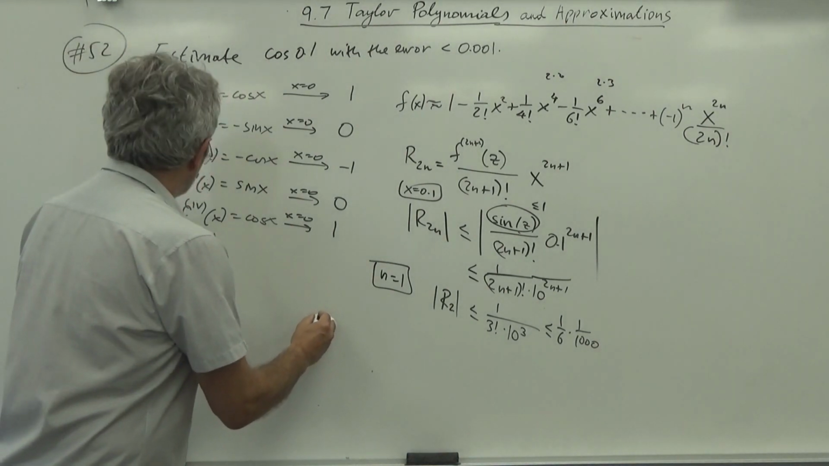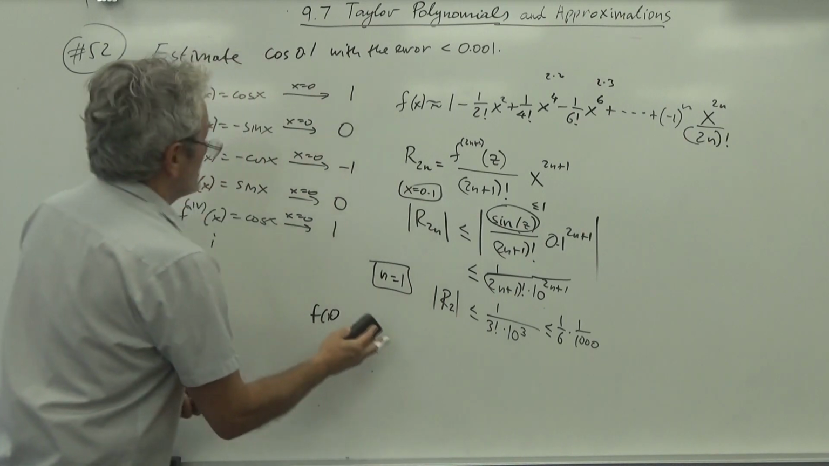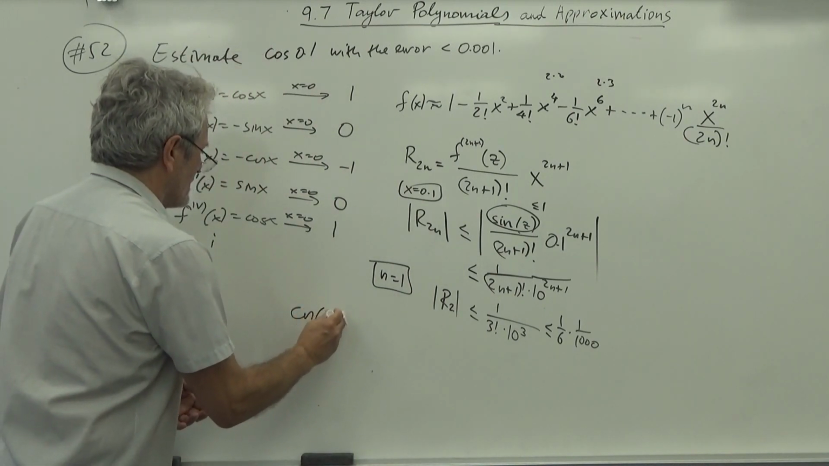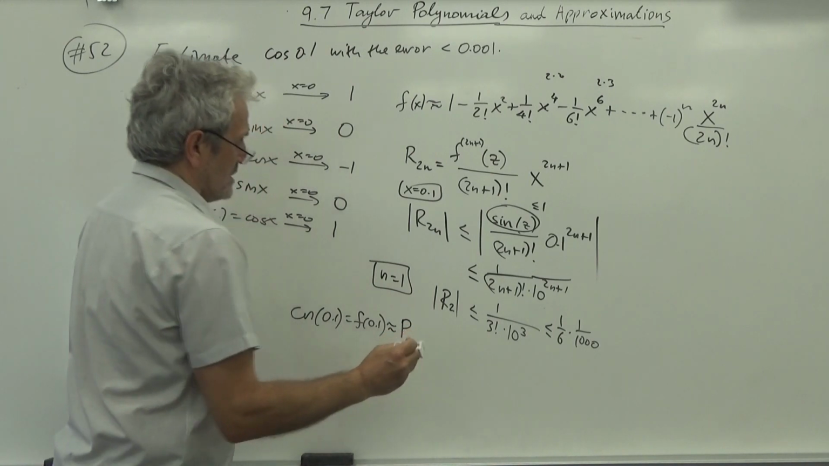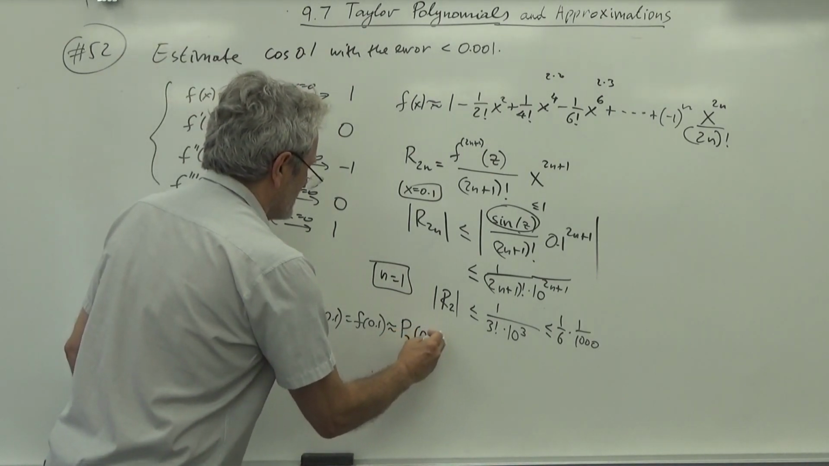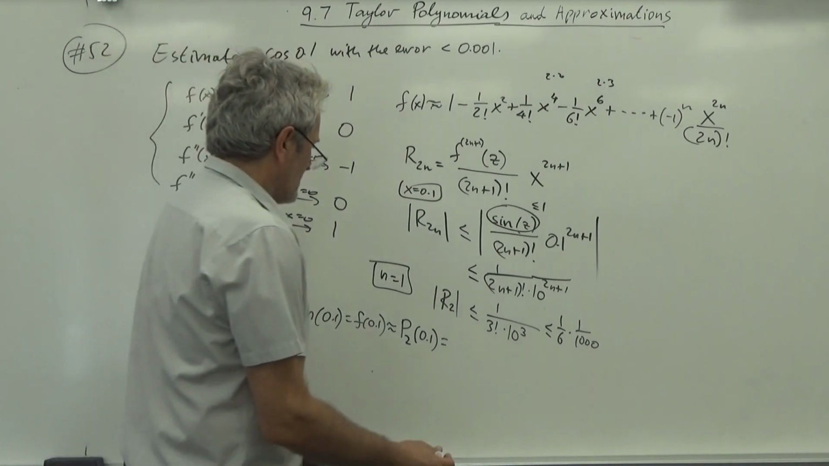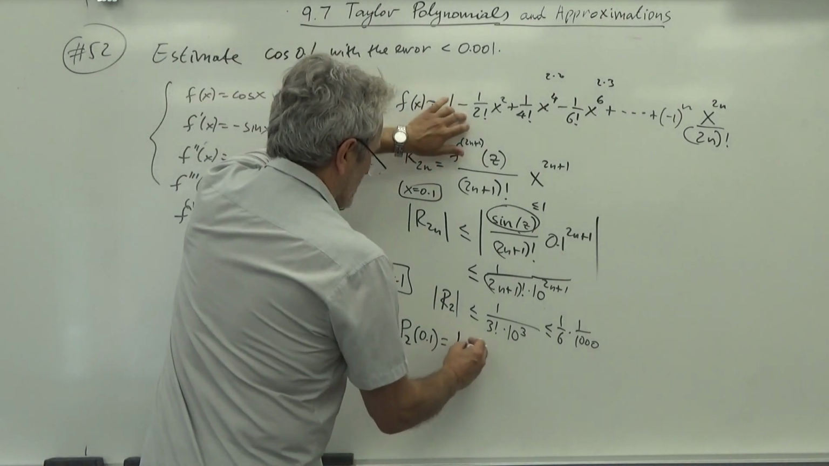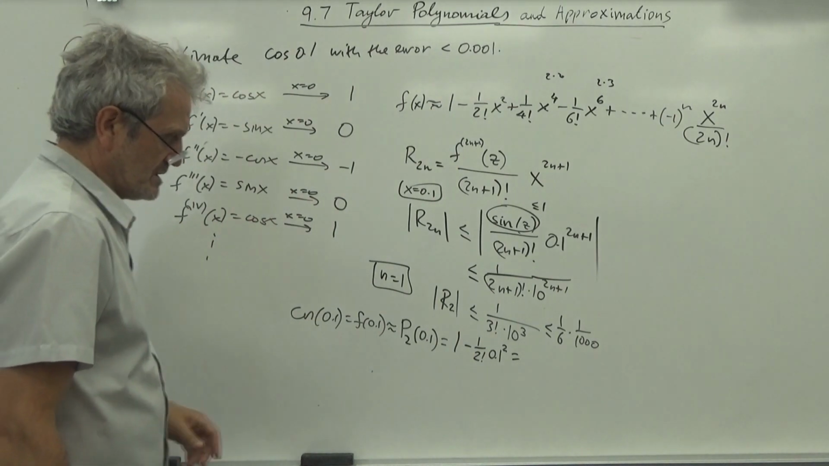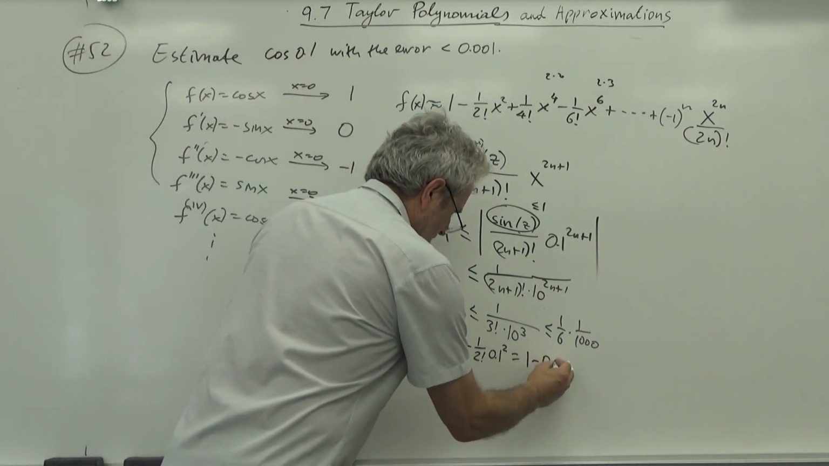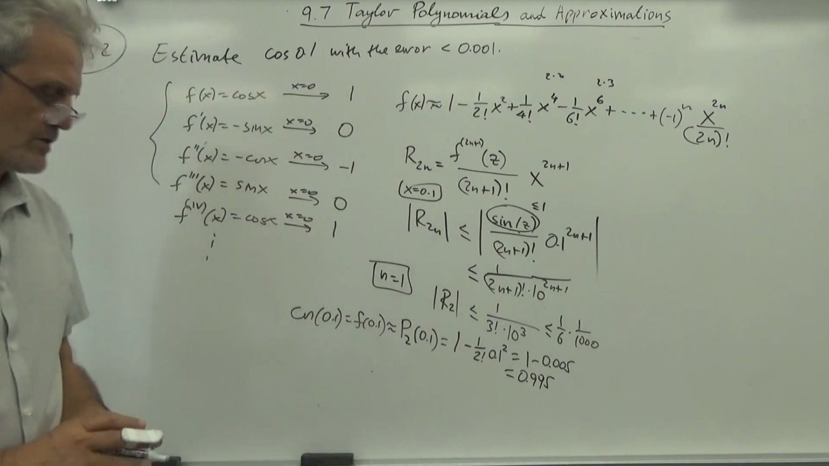So what do we say? Here it is. Let's say that cosine of 0.1, which is our f of 0.1, is close to P2 of 0.1. We call it P2 because it's second degree, although we use n equals 1 because of those double indexes. So P2 of 0.1 would be 1 minus 0.1 squared over 2 factorial. That is 1 over 200. So 1 minus 0.005, and our value is 0.995. So that's what we suggest for cosine 0.1.